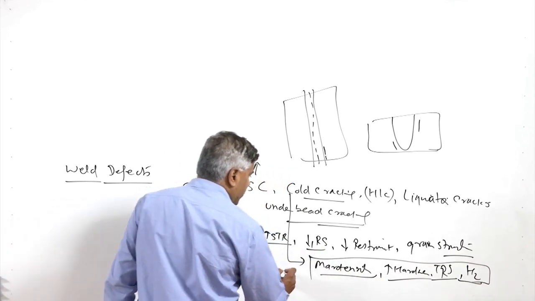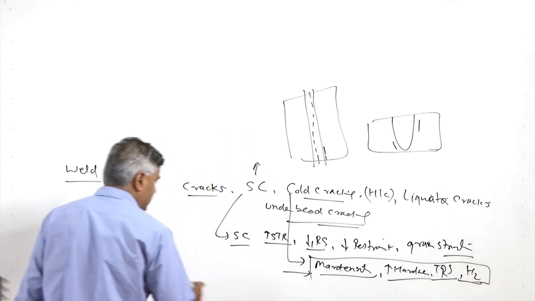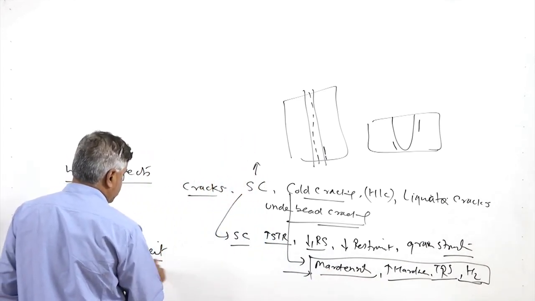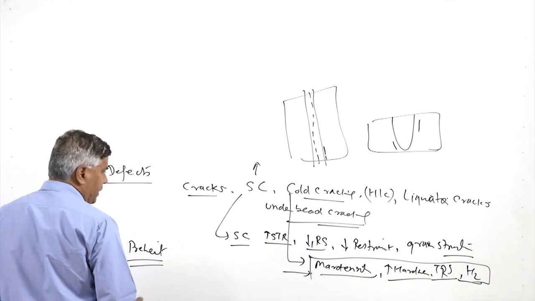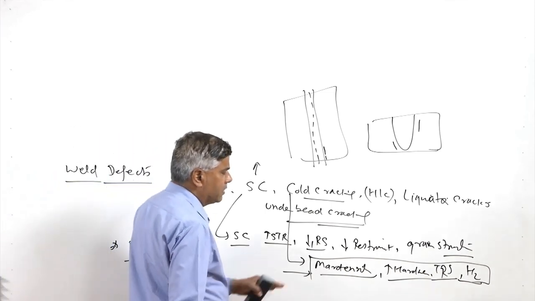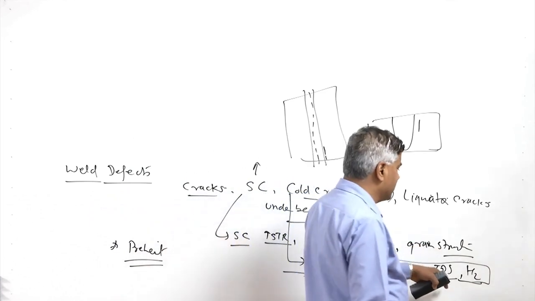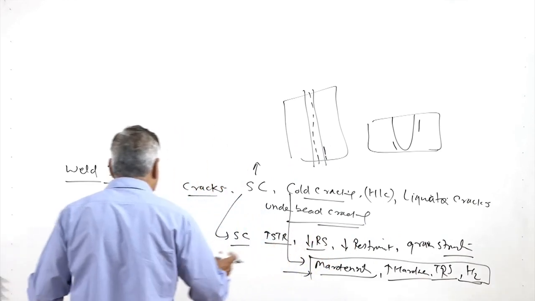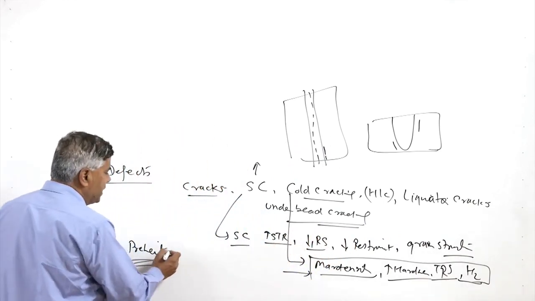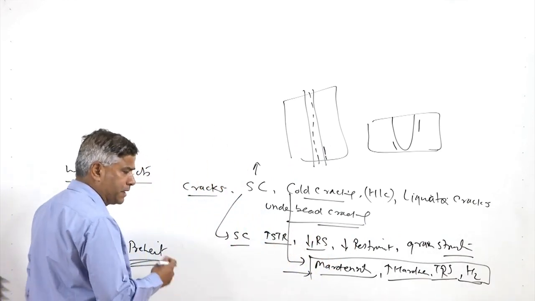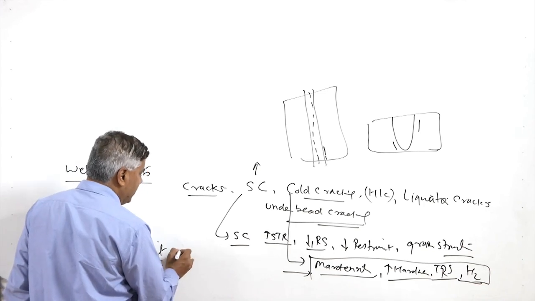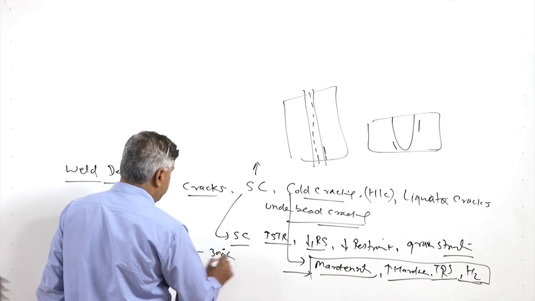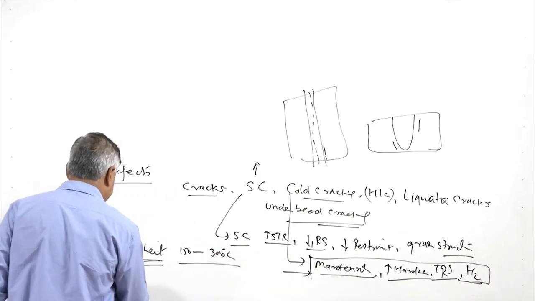To take care of these factors, preheating is one of the important steps taken. Preheating reduces the martensitic transformation, reduces the hardness, reduces the tensile residual stresses, and allows the hydrogen to diffuse effectively from the weld zone. Depending upon the carbon content and carbon equivalent of the steel, a preheat from 150 to 300 degrees centigrade can be applied.